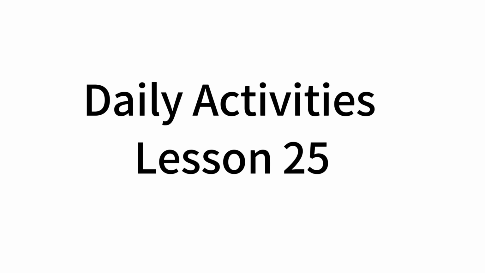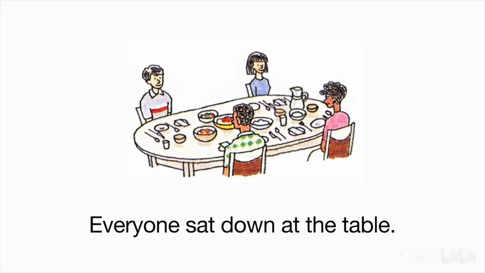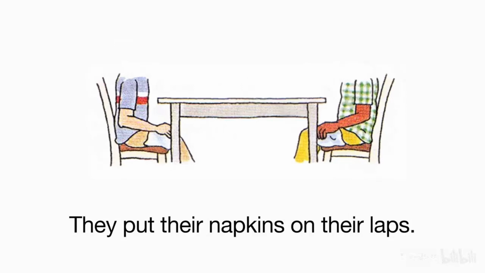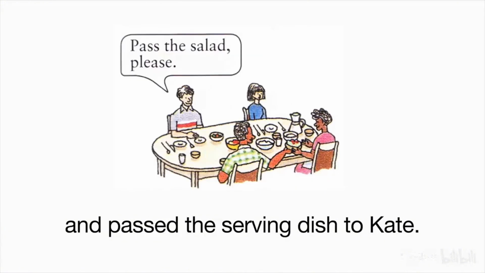Daily activities. Lesson 25. Paul and Kate set the table. Everyone sat down at the table. They put their napkins on their laps. Paul helped himself to some salad and passed the serving dish to Kate.